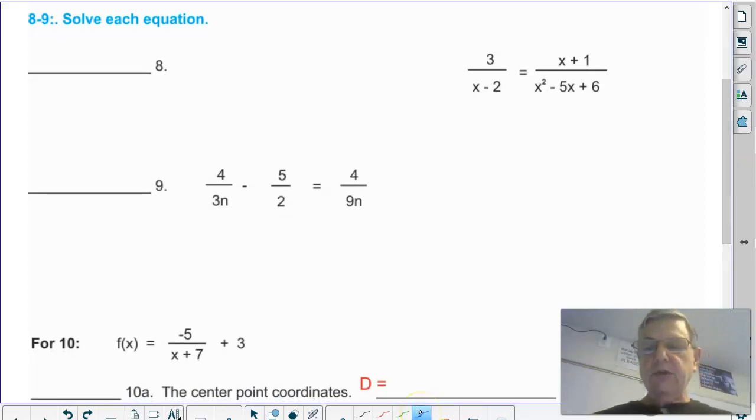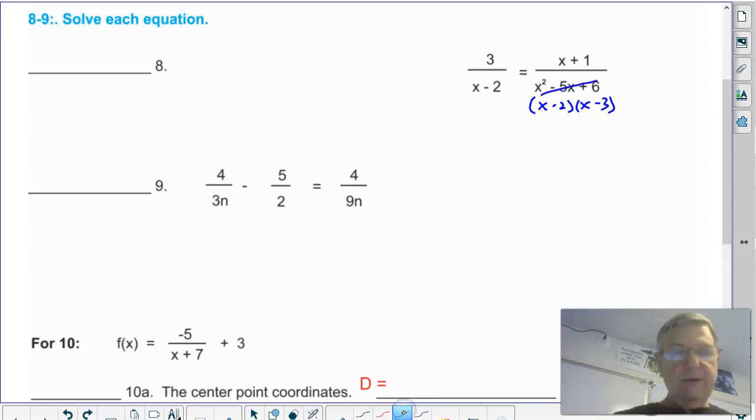The LCD. So I've got to factor this denominator. So this is an x minus 2, x minus 3. Notice how that gives me the negative 5x in the middle. So now, do you see how your LCD is the x minus 2 times the x minus 3?